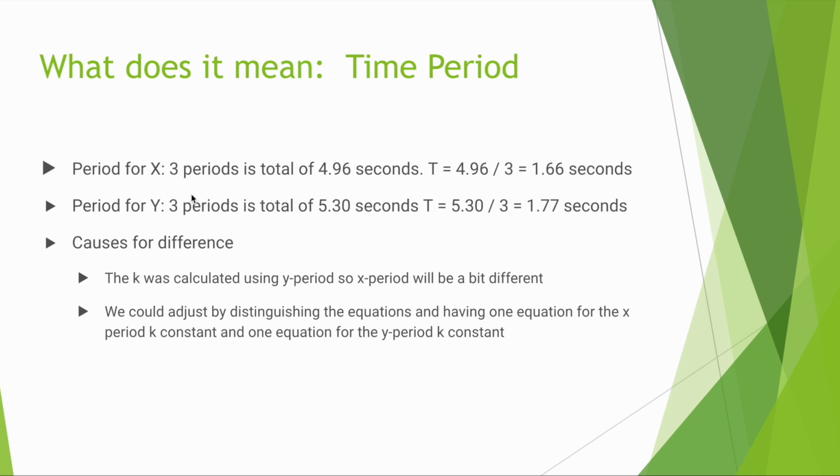Finally, the period for x. So what does it mean by time when it comes to time period? Well, our average time period is 1.66 seconds on the x-axis, and on the y-axis it's 1.77 seconds. And so the cause for these differences could be because the k was calculated using the y period, so the x period will be a bit different. We don't have a k for the x period as well. So we could adjust this by distinguishing the equations, having one equation for the x period k constant and one for the y period k constant. And that way we could have 2 different periods that are more accurate and align more.